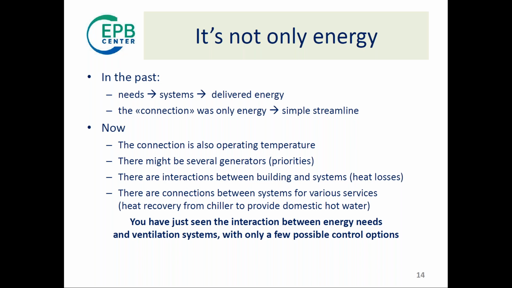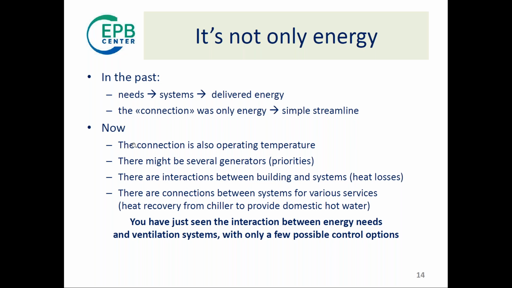And where is the problem? The problem is that the connection between modules is not only energy. So in the past, all the national calculation methods were EN. It was quite simple. You first calculate needs, then you go through the systems, and you get your delivered energy. So the connection, let's say the path connecting modules, was just dealing with energy. So it was a simple streamline.